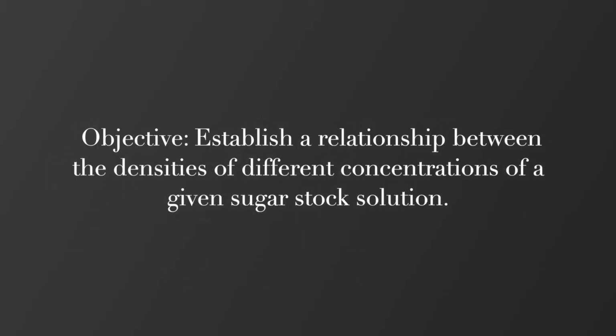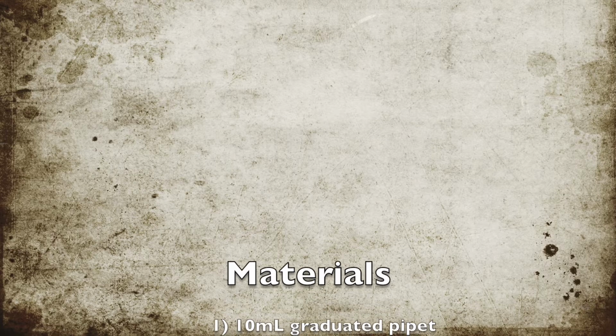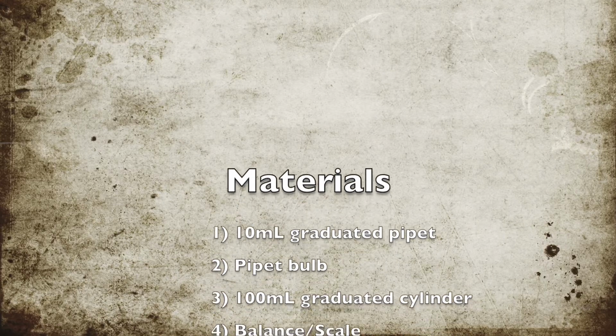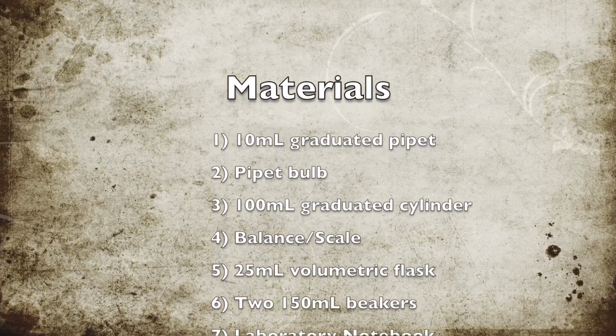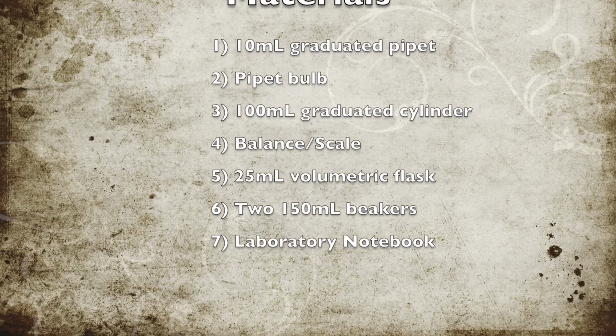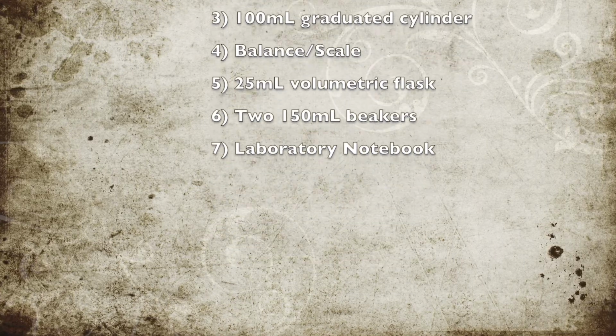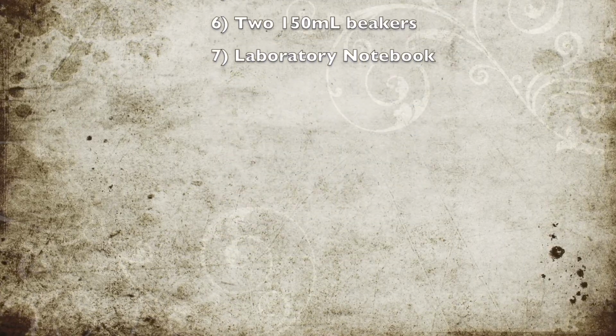Our goal for the experiment was to establish a relationship between the densities of different concentrations of a given sugar stock solution. The materials needed are as listed: a 10 milliliter graduated pipette, a pipette bulb, a 100 milliliter graduated cylinder, a balance, a 25 milliliter volumetric flask, 2 150 milliliter beakers, and your laboratory notebook.